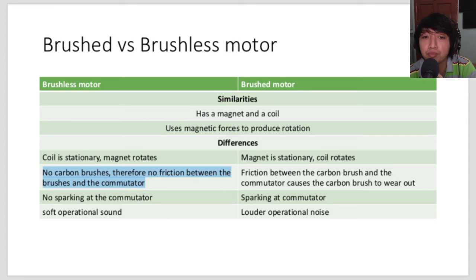Yeah, and no sparking at the commutator. So those are the differences. It's basically a different design of electric motor, but the principle remains the same, where it's using the interactions between the magnetic fields to cause a movement and cause a rotation and produce power and force and do all kinds of things.